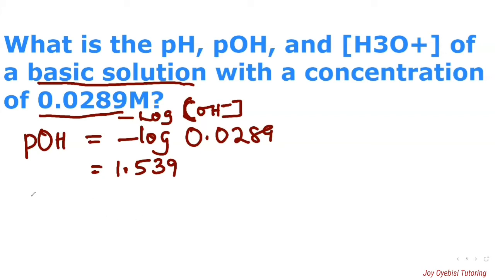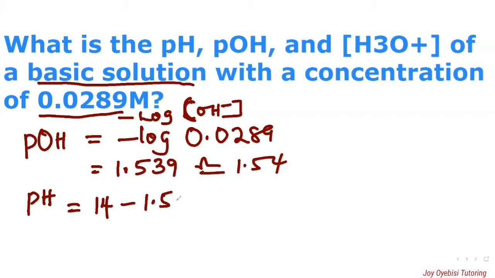So now we have 1.539. We go ahead to solve for the pH. So the pH is going to be pH equals 14 minus this value, 1.539. I'm going to approximate this to 1.54, okay? So 14 minus 1.54 is going to give me 12.46. So that will be the pH of the solution.